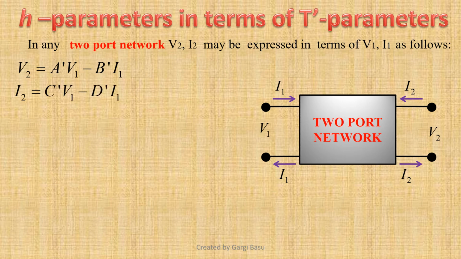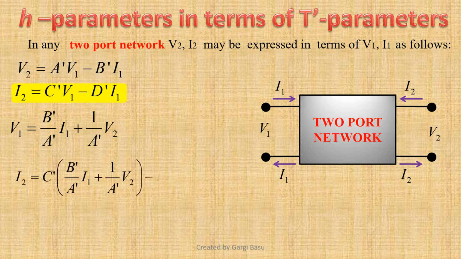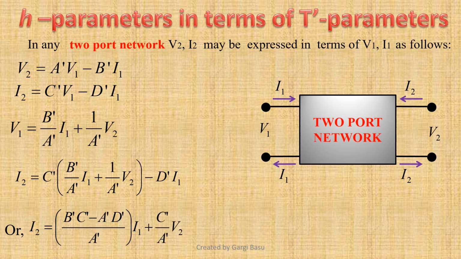By rearranging the first equation, we get V1 = (B'/A') I1 + (1/A') V2. By using this expression in equation number 2, we get I2 = C' times ((B'/A') I1 + (1/A') V2) - D' I1. By rearranging this equation, we can write I2 = ((B'C' - A'D')/A') I1 + (C'/A') V2.